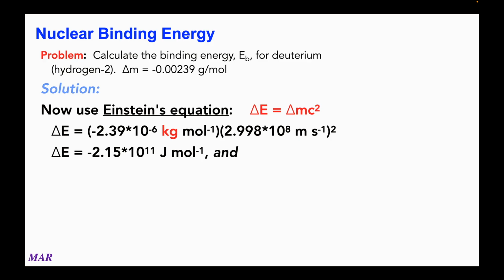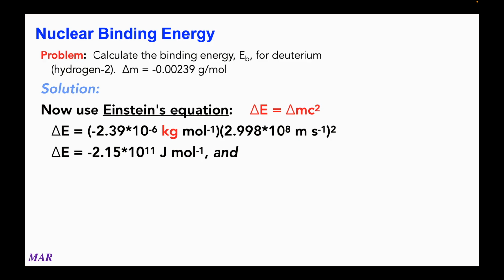And when you do that, you get a delta E of minus 2.15 times 10 to the 11th joules per mole. Now, before we go any further, I want to talk about that number because it's pretty spectacular. First of all, it's negative, so it's exothermic, all right? As you make deuterium, you get energy out. That's what the negative sign means.